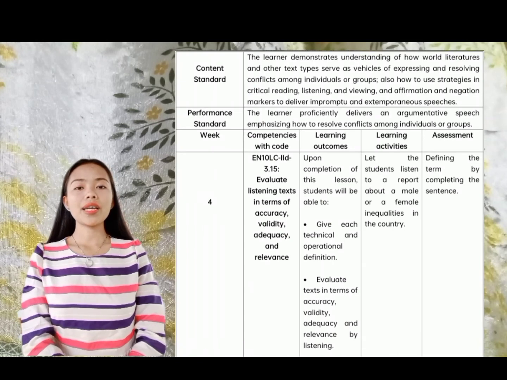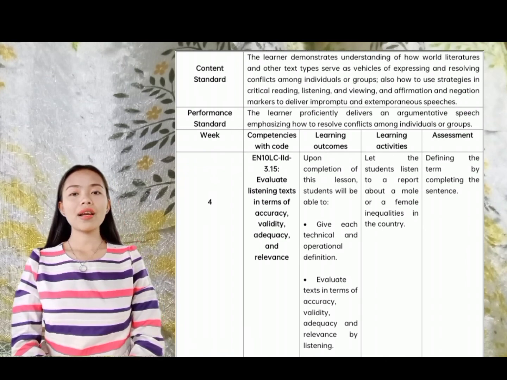So in the second quarter, the content standard is the learner must demonstrate understanding of how world literature and other types serve as vehicles of expressing and resolving conflicts among individuals or groups. Also, how to use strategies in critical reading, listening, and viewing, and affirmation and negation markers to deliver impromptu and extemporaneous speeches. Performance standard is the learner proficiently delivers an argumentative speech emphasizing how to resolve conflicts among individuals or groups.